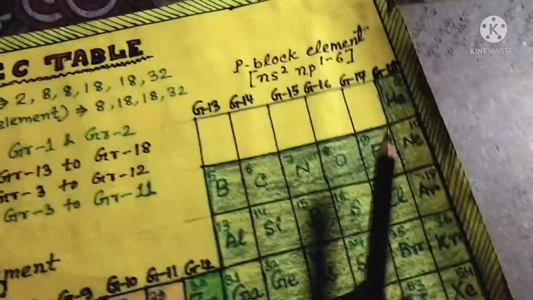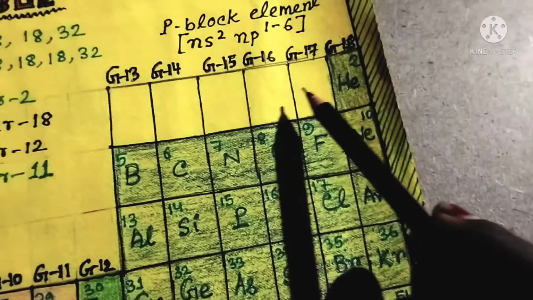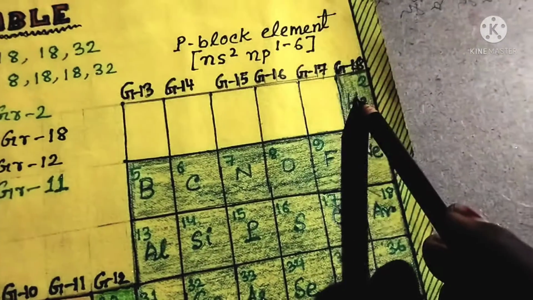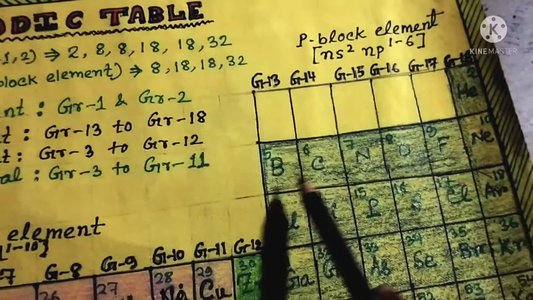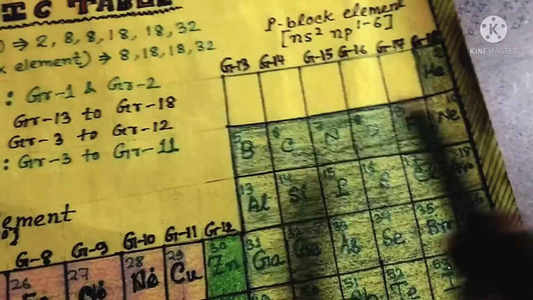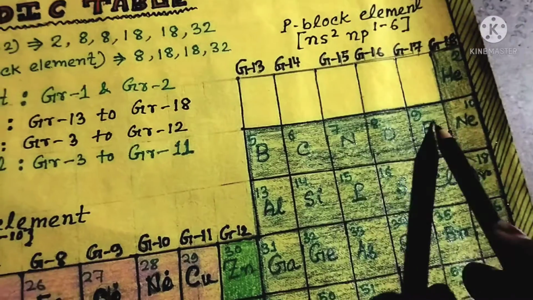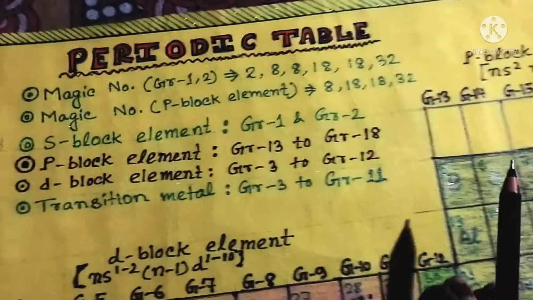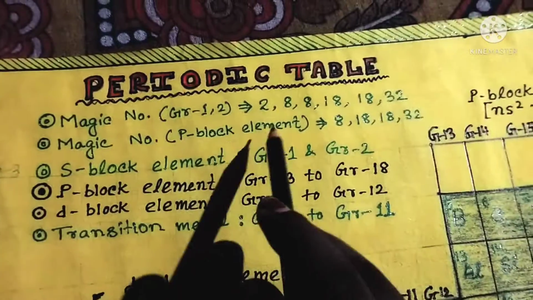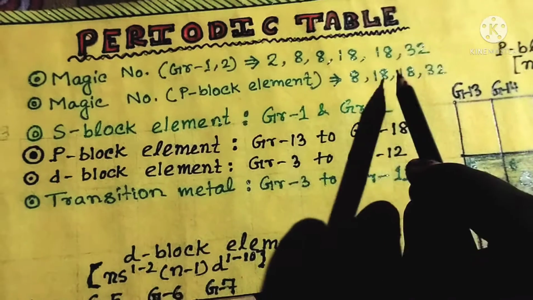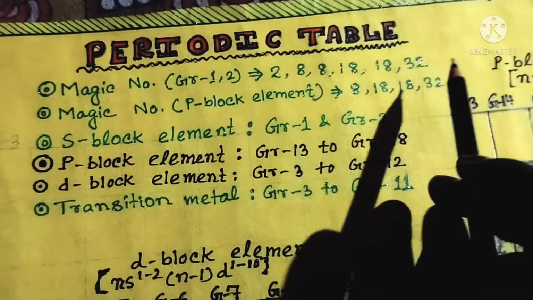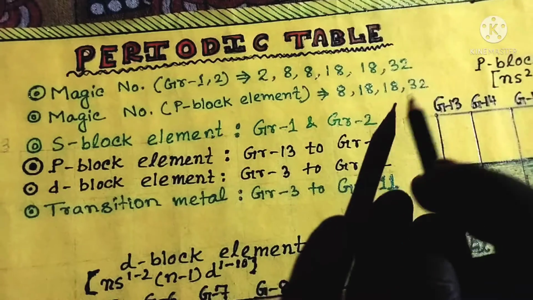Now, come to the P block element. The atomic number of helium is 2, and boron, carbon, nitrogen, oxygen, fluorine, neon are 5, 6, 7, 8, 9, 10. Now, the magic numbers for P block elements are 8, 18, 18, 32.